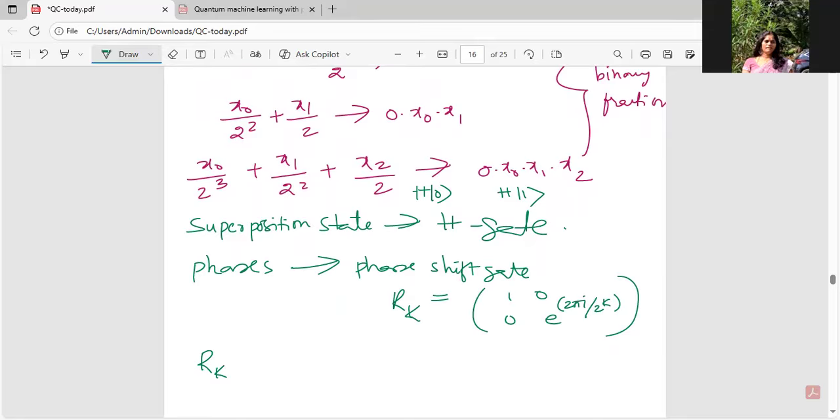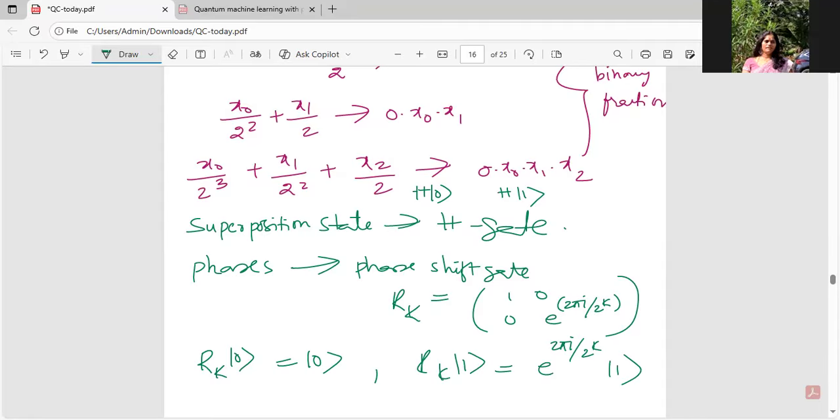H of 0. If I apply the H gate on 0, what happens? If I apply the H gate on ket 1, what happens? Do check that. You will understand. I will write this because this is new. Phase shift. What happens here is, once I apply it to ket 0, of course, do verify. Ket 1 is equal to e power 2 pi i by 2 power k, ket 1.